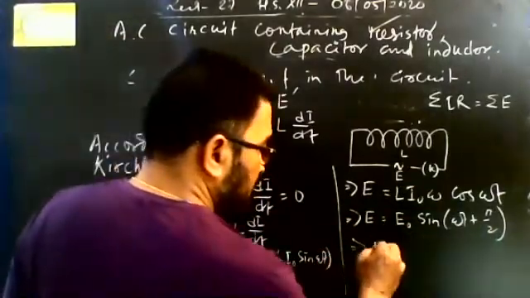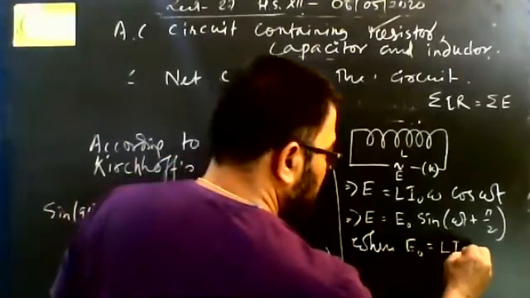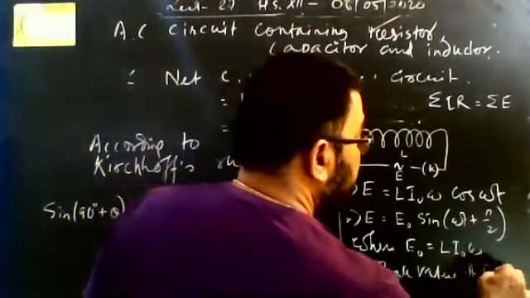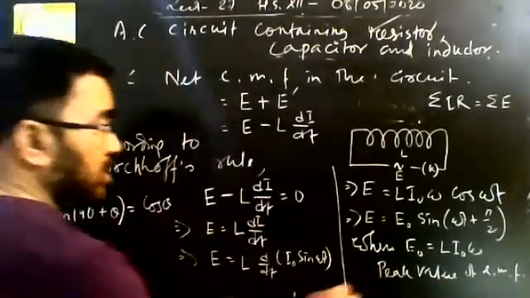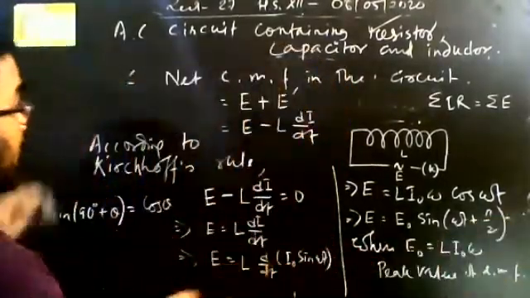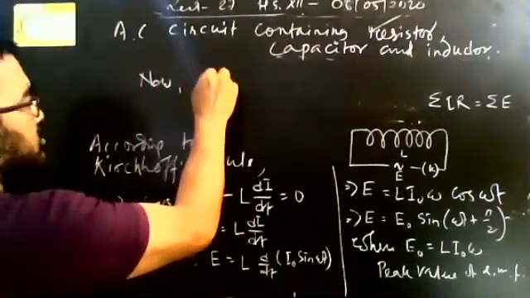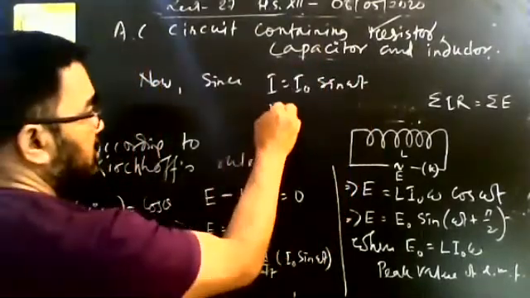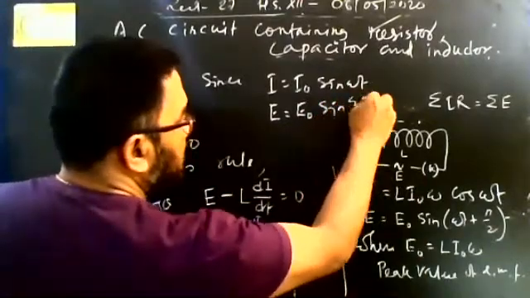So E is equal to E naught sine omega t plus pi by 2, where E naught is the peak value of EMF. From equations 1 and 2, what can we observe? The AC is given by, since I is equal to I naught sine omega t, and E is equal to E naught sine omega t plus pi by 2.